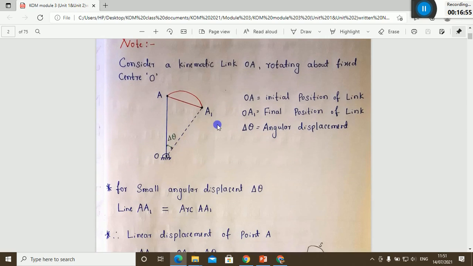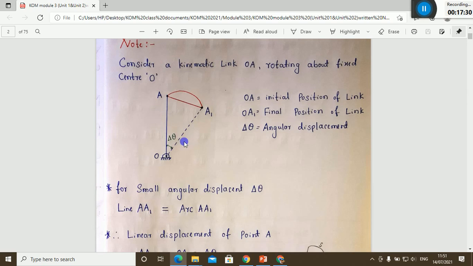And one more thing: this is an OA kinematic link, and it has a displacement delta theta. It has rotated from initial position OA to final position OA1. Whenever this angle delta theta is very small, I can consider this as a straight line. And this kinematic link, that point A, is going to trace this arc, correct? Whenever it rotates like this, it will trace this arc, from A to A1.